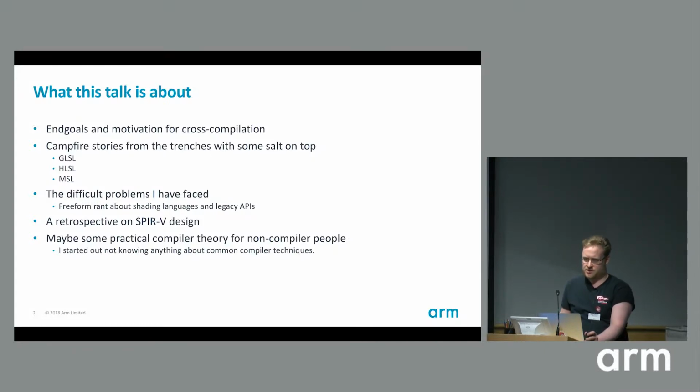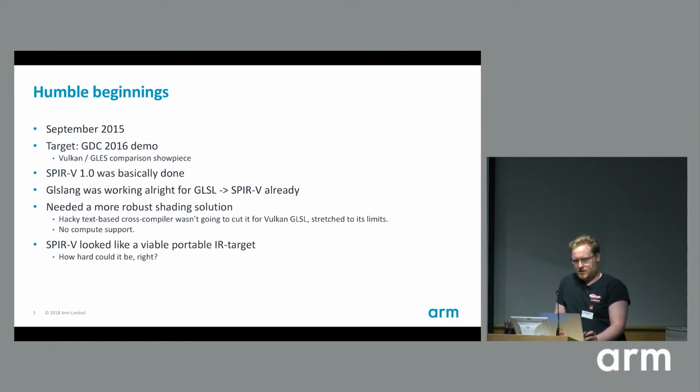Talk about the end goals of this stuff, then some campfire stories about how all the shading languages are basically broken, need to be fixed. Various difficult problems I've found implementing this thing. Translating SPIR can be interesting in various places. I also try to reflect a bit on how SPIR is designed and how that has shaped cross-compilation for SPIR. And maybe if you're not a compiler nerd, you might learn some new interesting things, because I've had to learn basically everything from scratch.